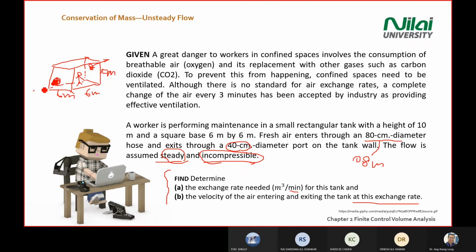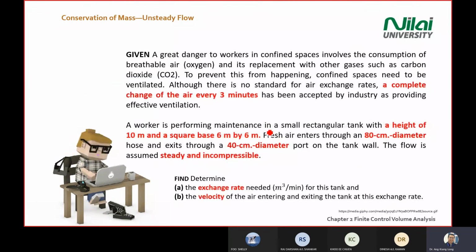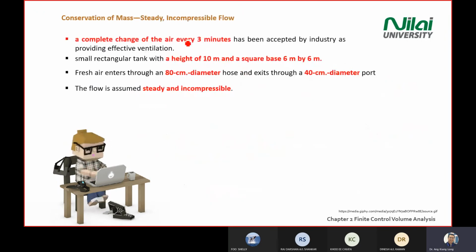Okay, this is just a simple case where we apply what we learned so far. Okay, so I will highlight all the important keywords that I mentioned just now. All right, so what we need to do is find the exchange rate and velocity of the air. Okay, so I copied all the important points I put on the top of the screen here. All right, and important, make sure you change to SI units for all the units that you use.